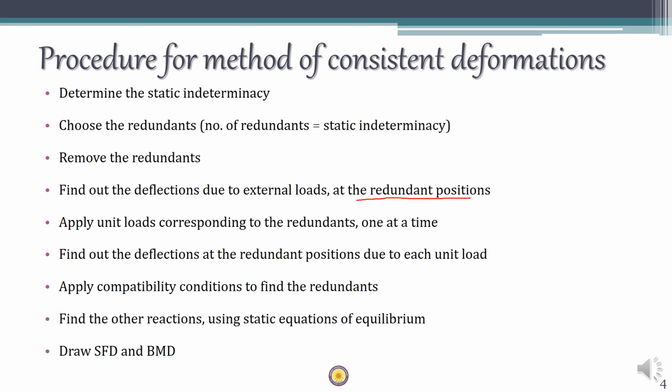Okay, so once that result is obtained, the next step is we have to apply unit load corresponding to the redundants one at a time and find out the deflection at the redundant position for each unit load applied. Okay, after that we will apply the compatibility condition in order to find out the unknown redundants. Once the redundants are known, we will use the static equations of equilibrium for finding out other reactions, and once all the reactions are known, we will draw the shear force diagram and the bending moment diagram.